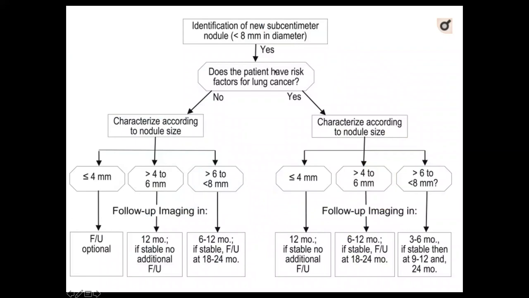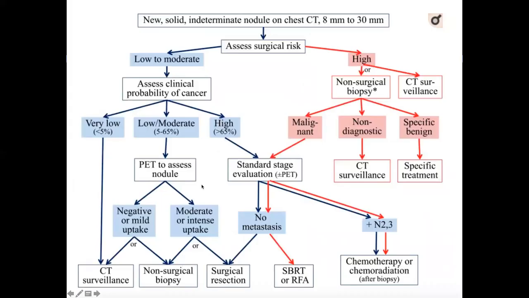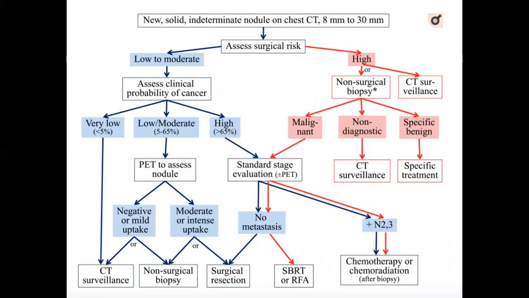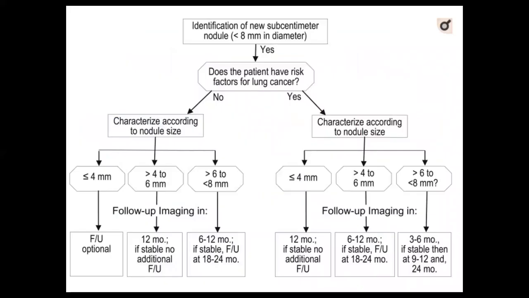See this one I showed you? Everything that I spoke about is in this slide. Less than 4, 4 to 6, 6 to 8. This is for a solid nodule, okay? So go through these charts and now it will make sense. These charts will start to make sense after we've discussed all these things.